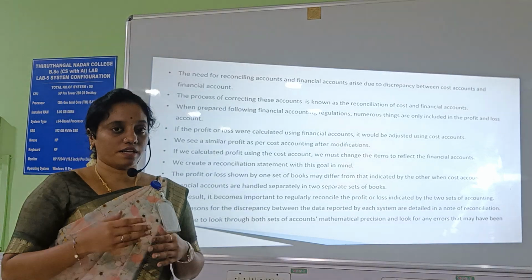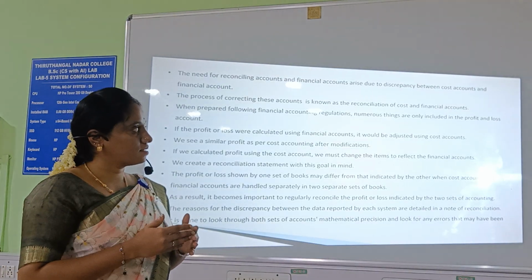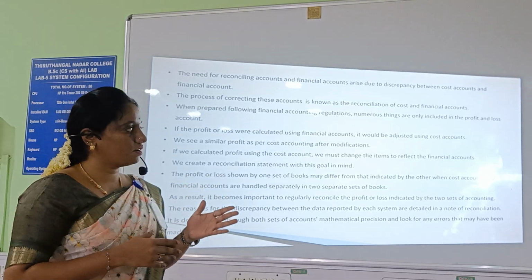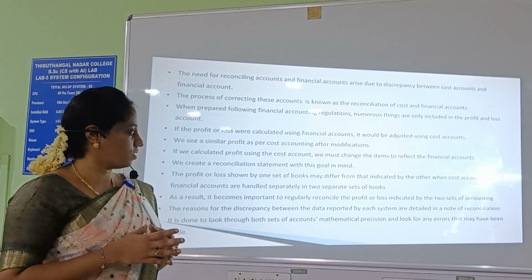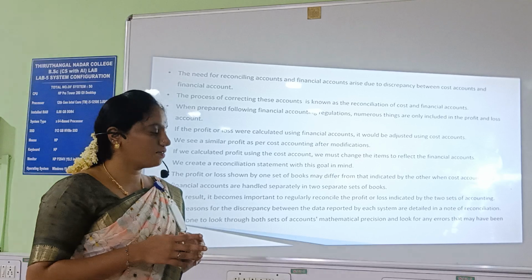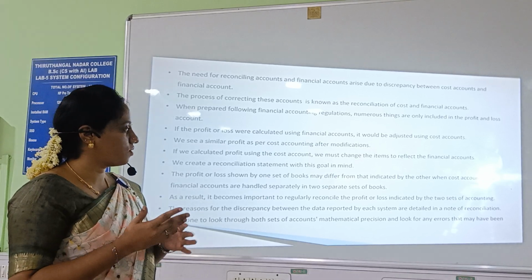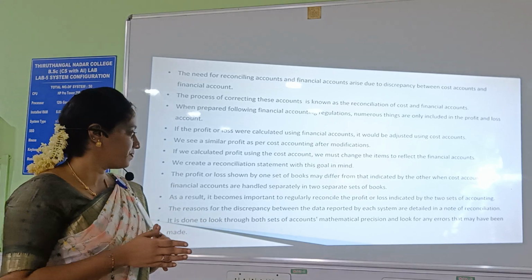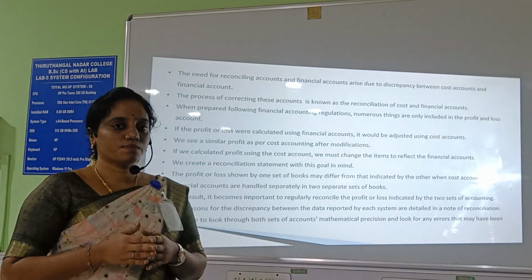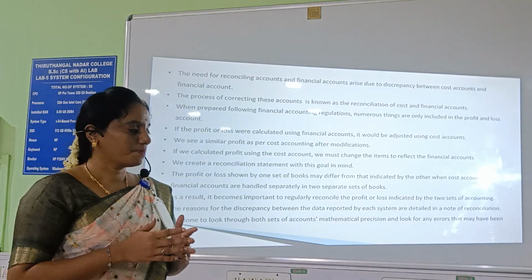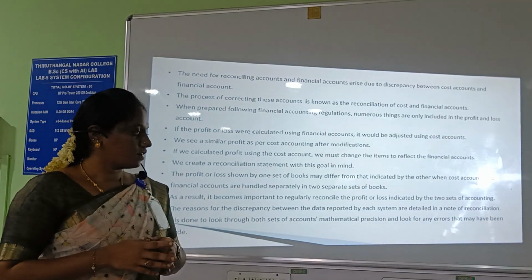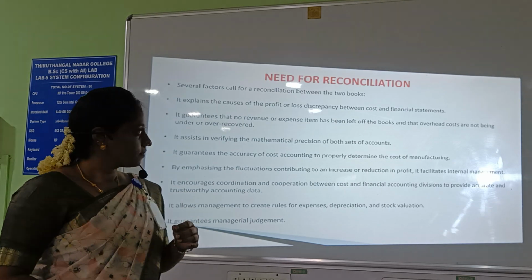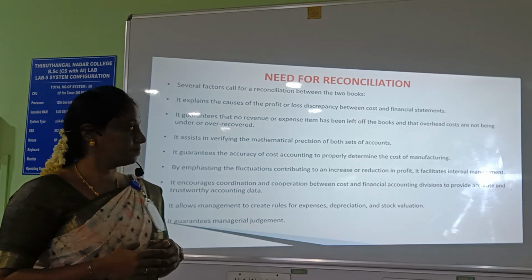So the need for reconciling financial accounts and cost accounts arises due to the discrepancy between them. If the profit or loss were calculated using financial accounts, it would be adjusted using cost accounts. The profit or loss shown by one set of books may differ from the other when cost accounts and financial accounts are handled in two separate books of accounts. So there arises a question of reconciliation. As a result, it becomes most important to regularly supervise both the accounts. It is done to check the mathematical precision of both sets of accounts and look for any errors that may have happened before.